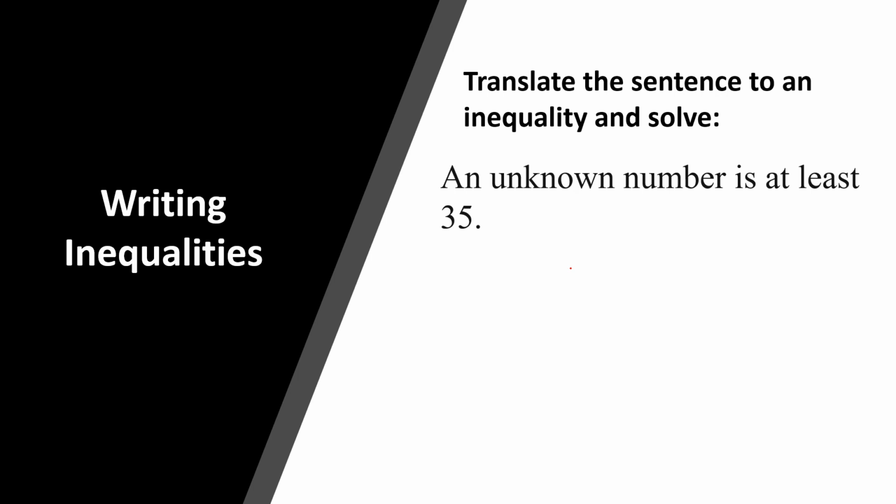An unknown number is at least 35. The keyword here is at least. If we think about it, you must be at least 16 years old to drive a car. You must be at least 21 to buy alcohol. This is telling us we start at the number and go greater than. If you are 21 or older, you can buy alcohol. If you are younger than 21, you cannot legally buy alcohol.